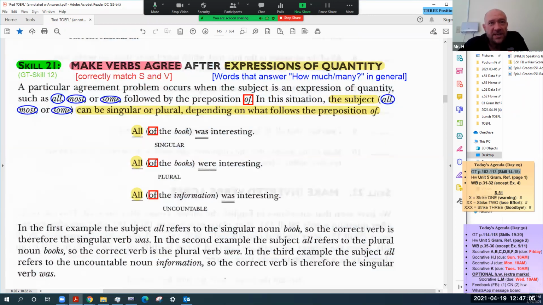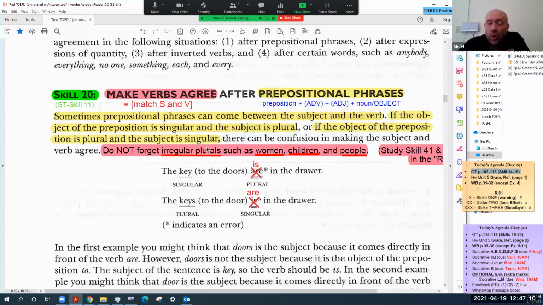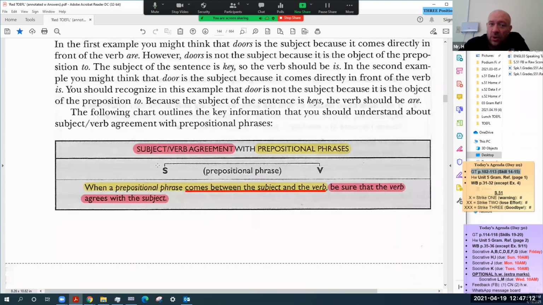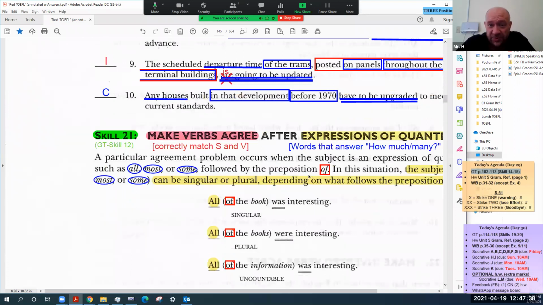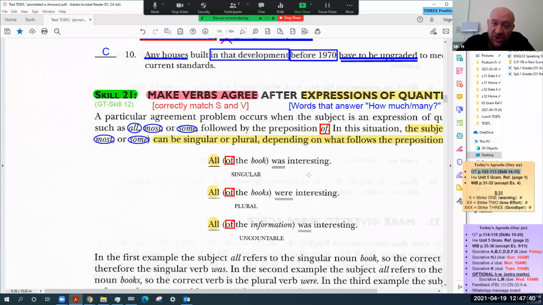Now, yesterday we did skill 20. In skill 20 we learned the basic rule. What is the basic rule in this skill? I think match the subject and verb. Yes, match the subject to the verb. That's the basic rule. But skill 21 is not the basic rule. It's the special rule.